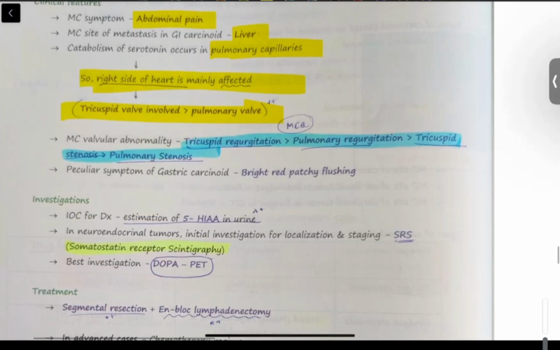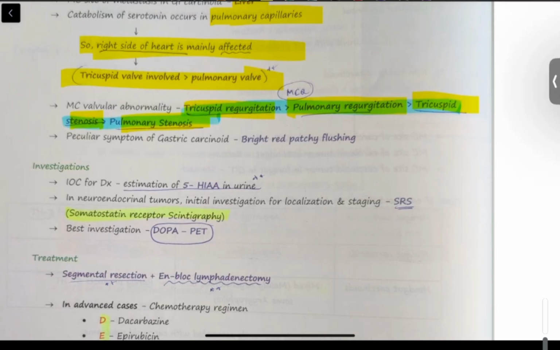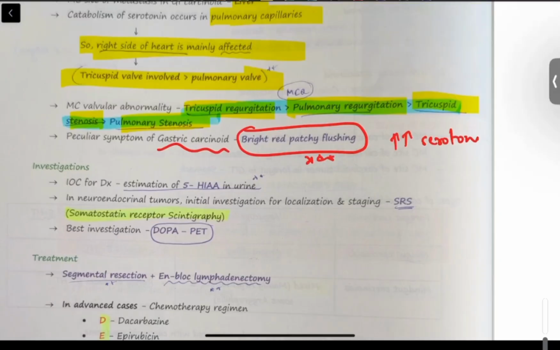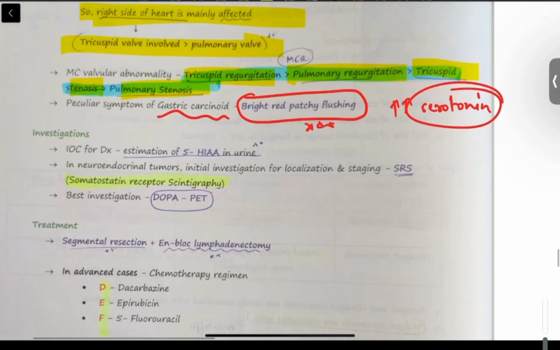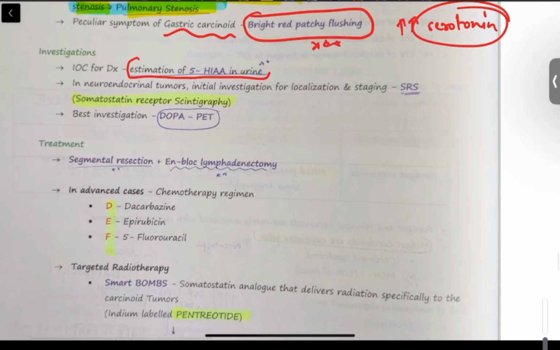The most common valvular abnormality in this case is tricuspid regurgitation leading to pulmonary regurgitation, or tricuspid stenosis and pulmonary stenosis. So what is a peculiar feature of gastric carcinoid? That is bright red patchy flushing because of increased serotonin. How will we diagnose it? That is based on estimation of 5-hydroxy indole acetic acid in urine. If there is more 5-hydroxy indole acetic acid in urine, that is an indication that there is more serotonin breakdown, which says that it is carcinoid syndrome.